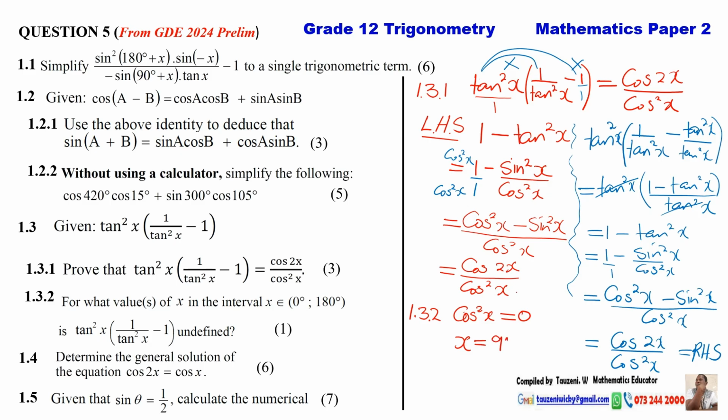Normally, we would express our answer as a general solution, but here they've specified the range of answers they want. They want the answers from 0 to 180 degrees. So the idea in 1.3.2 is that for the values of x for which an identity can be undefined, you always equate the denominator to 0 and solve the equation for x. That will give you the required answers. So you've answered number 1.3.1, proving an identity and determining the values of x for which the identity is undefined.